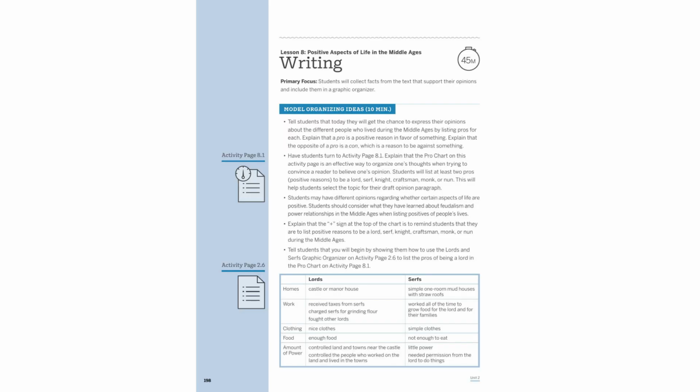Students will explore the positive aspects of life in the Middle Ages by listing pros for lords, serfs, knights, craftsmen, monks, and nuns. Using a pro chart, they will organize their thoughts, considering feudalism and power dynamics. This exercise aids in drafting opinion paragraphs, focusing on the benefits of each role during that era.